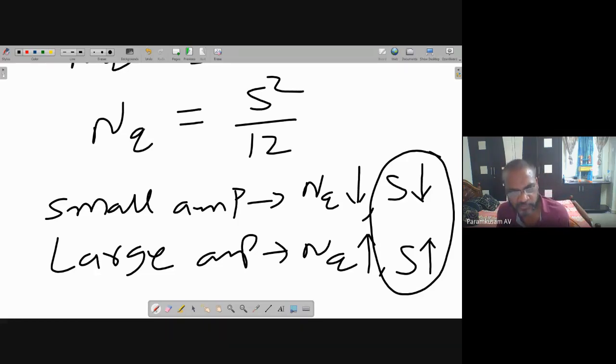Step size should be small for small amplitudes of the signal. Step size should be large for large amplitudes of the signal. If step size is changed, that quantization is called non-uniform quantization. That quantization is called non-uniform quantization. అర్థమైందా?